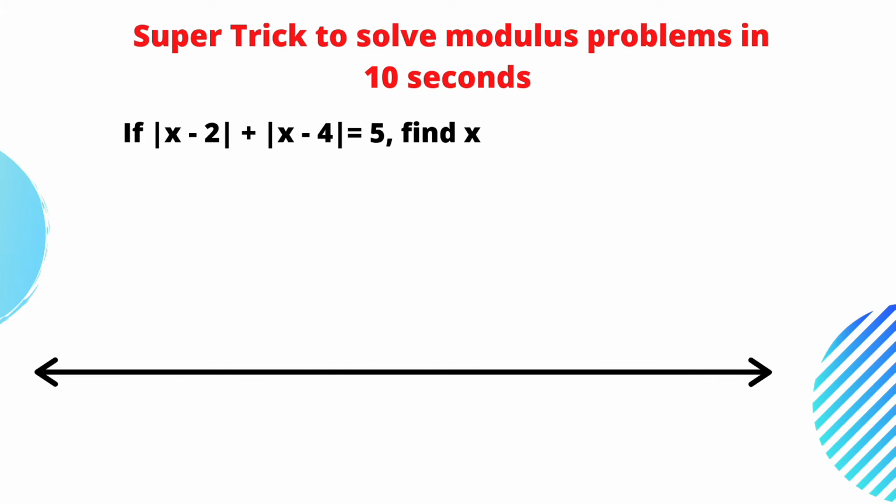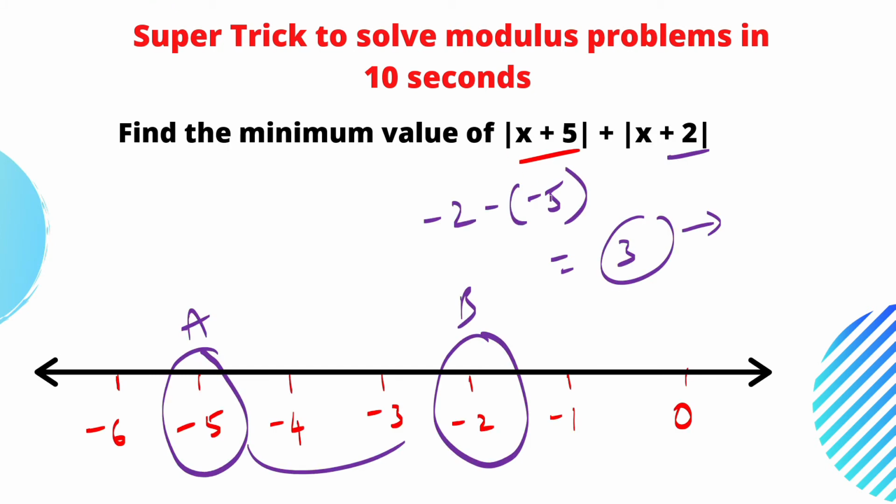If they ask you for the range, what shall you write? What is the range? Value is 3, but what is the range? The range is from minus 5 till minus 2. So minus 5 is less than or equal to x, and this is less than or equal to minus 2. This is the range. Let us solve this.